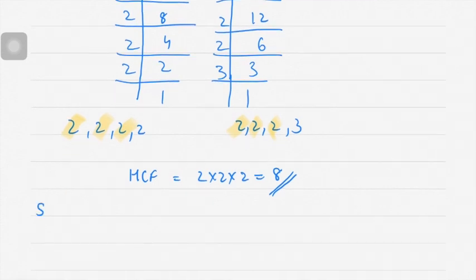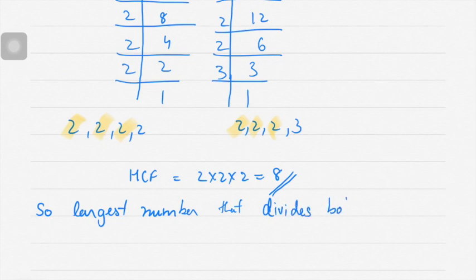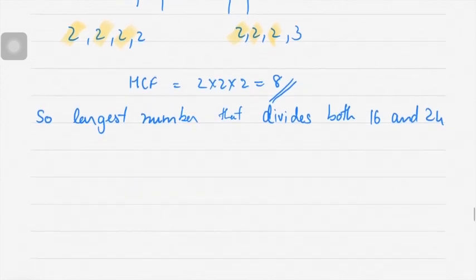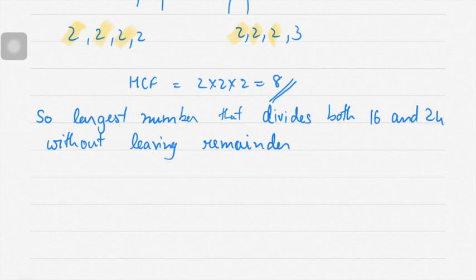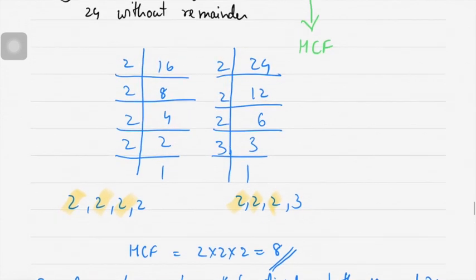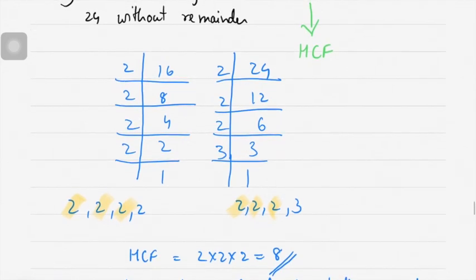Okay. So write the last sentence. So the largest number that divides both 16 and 24 without leaving remainder is 8. Got it?